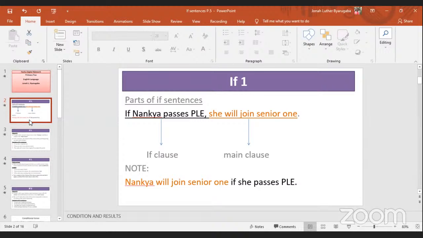Please repeat. If they gave you this very sentence, if Nancha passes PLE, she will join senior one, and they ask you to put it in if two, what will be the answer? If Nancha passed PLE, she would join senior one. That is it. So you have to make sure that the if clause is expressed in the past tense and the main clause is expressed in the conditional present tense. That's the balance that you need to strike if you are to change from if one to if two. Is that clear? Yes. Okay.